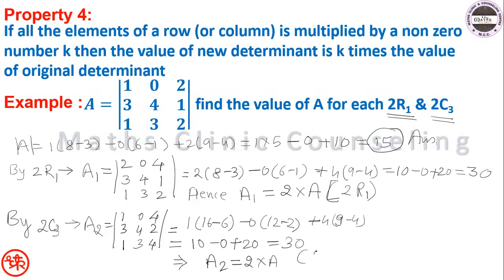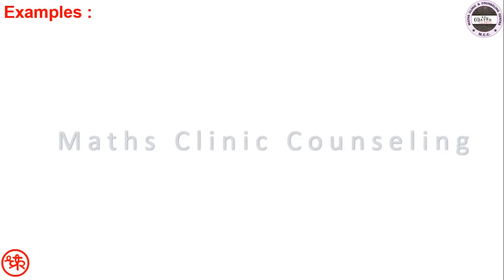By 2C3, we multiplied the third column by 2, so the value of the new determinant is twice the value of the original determinant. So do you understand? In this way property number 4 is also verified. So what is the property? If any row or column is multiplied by a positive non-zero number k, then the value of the new determinant is equal to k times the value of the original determinant. Is that clear? Now let us see some examples here.